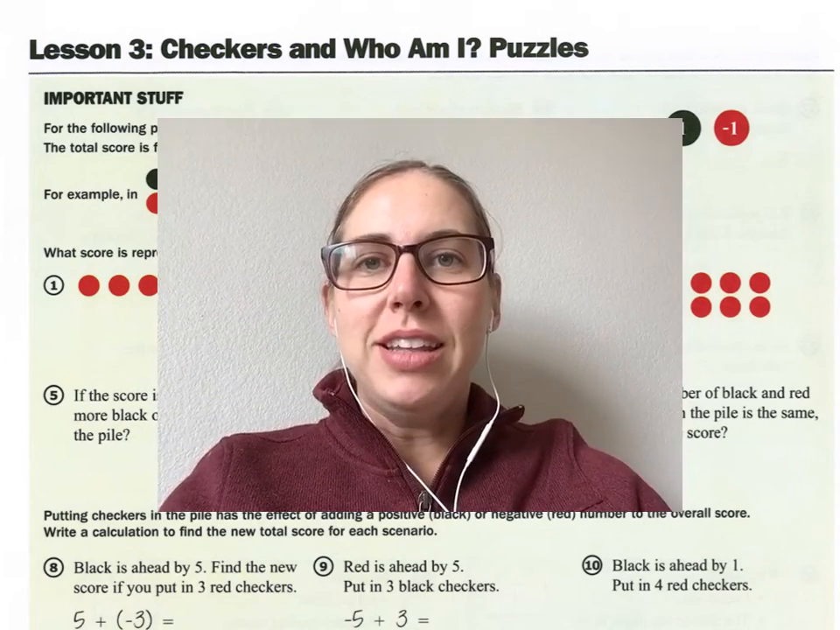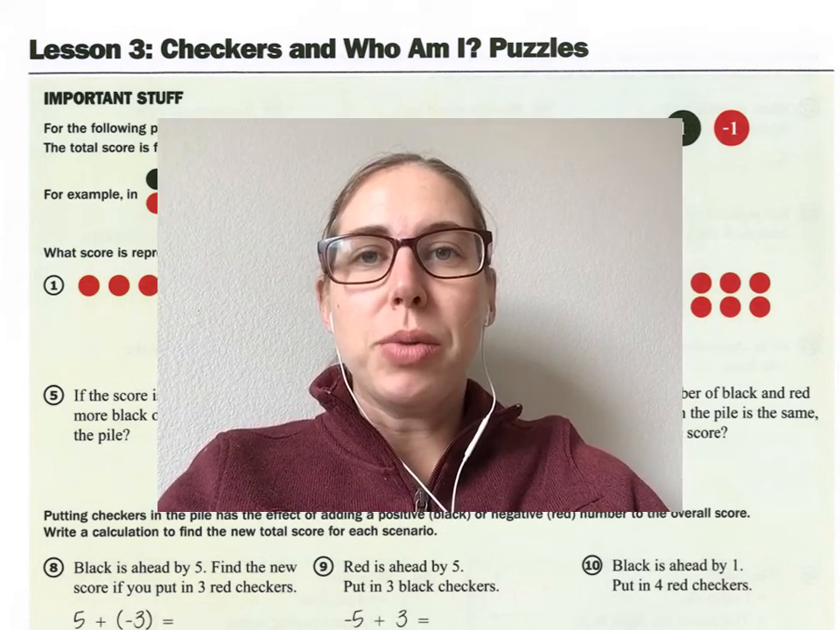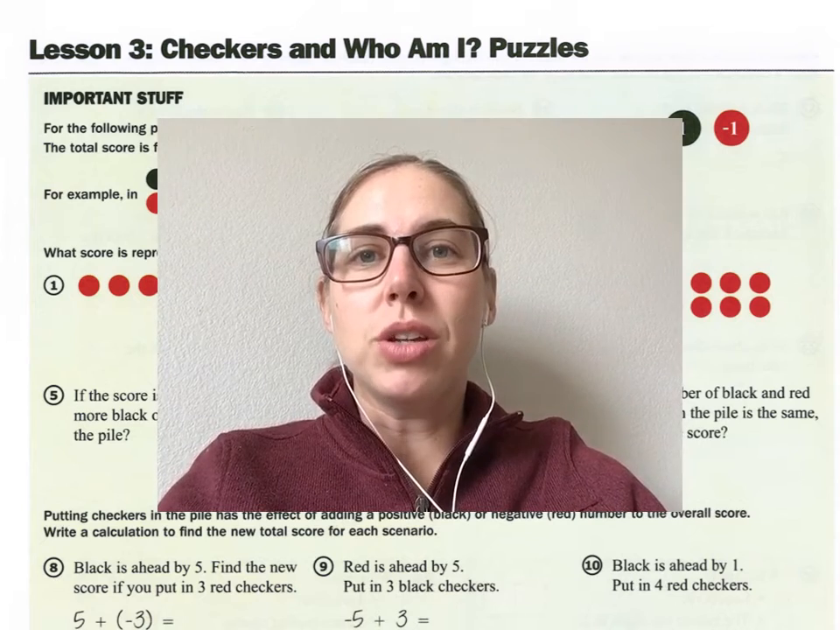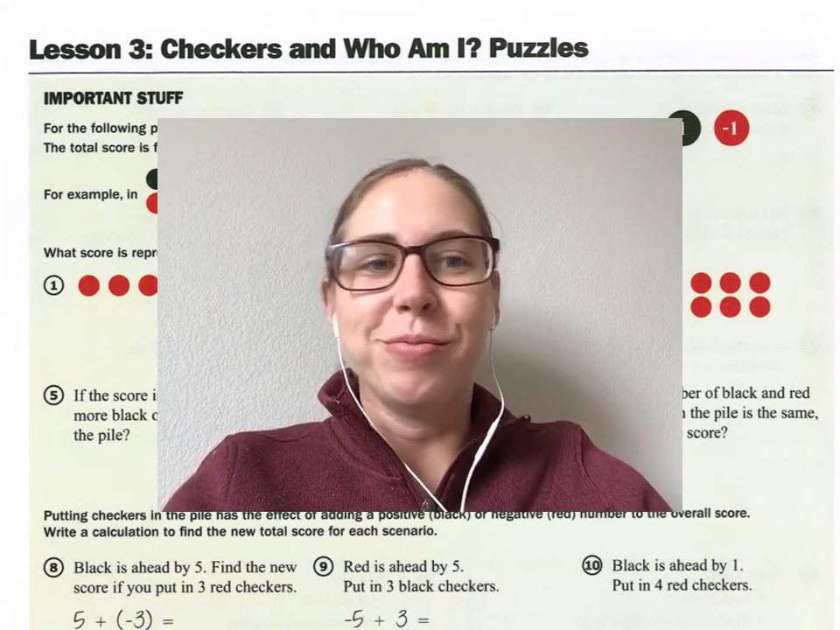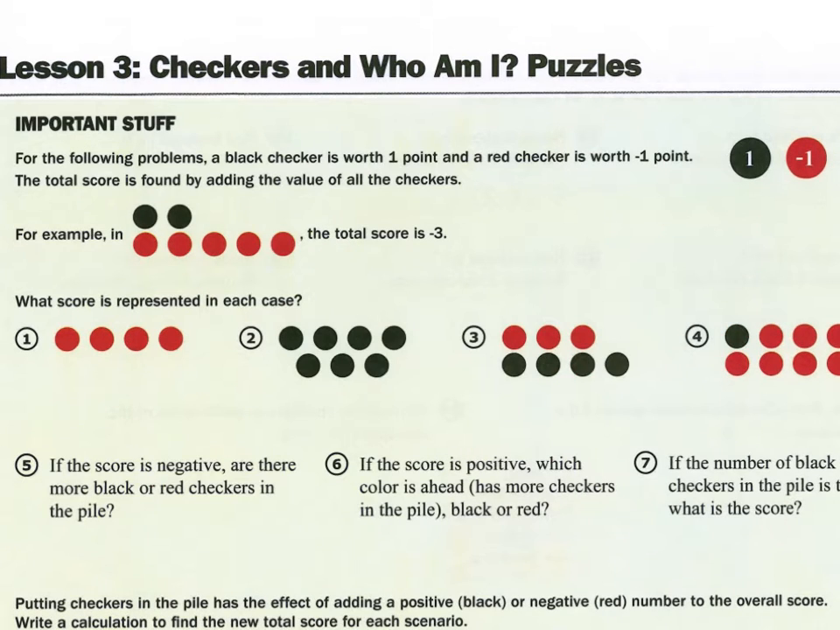Hello, Algebra 1. In Lesson 3 here, we're going to start working with positive and negative numbers, and we're going to use red and black checkers to help us see this happen. Here we go. The first thing you need to know in this lesson is right here. Our black checkers are going to represent positive 1, and our red checkers are going to represent negative 1.